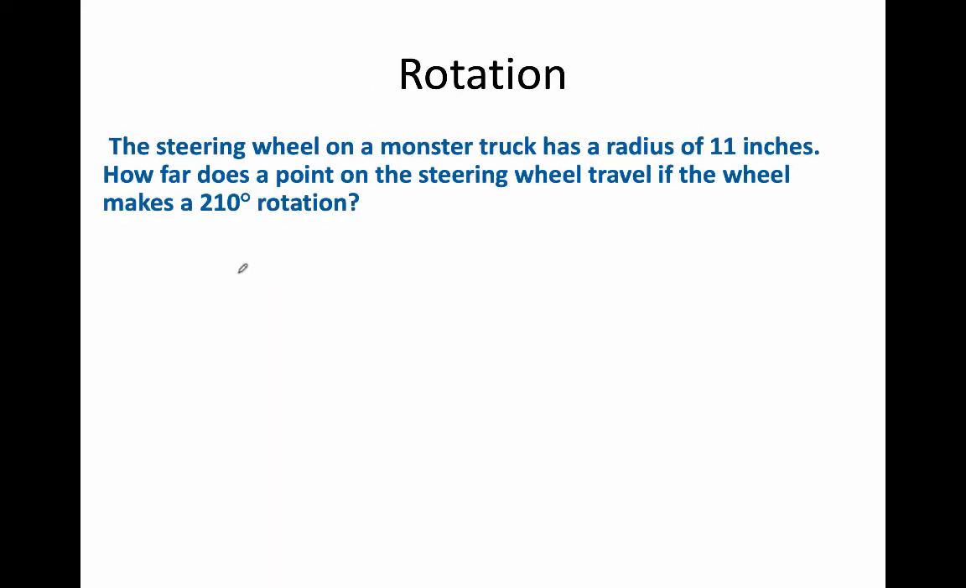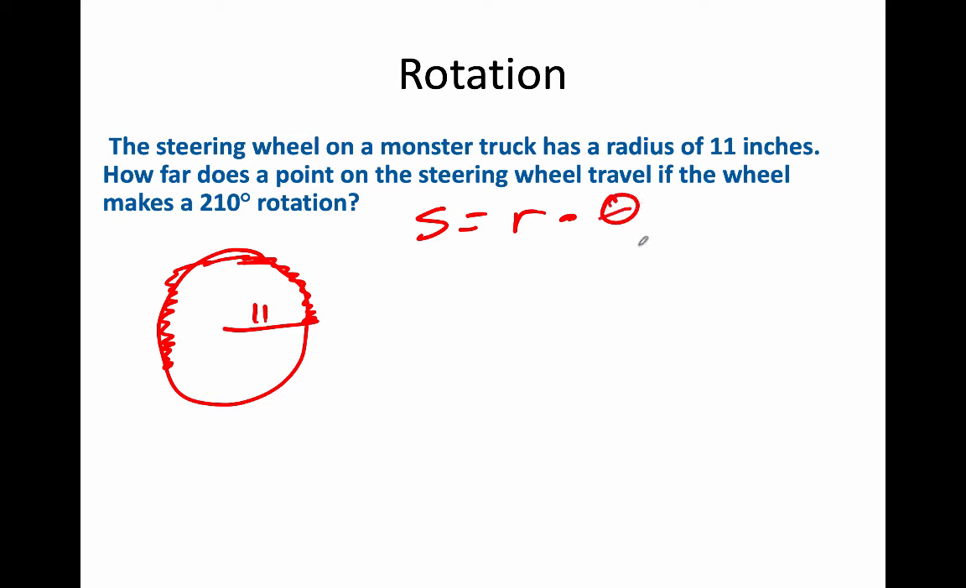So if a steering wheel on a monster truck has a radius of 11 inches, r equals 11, then how far does a point on the steering wheel go if we go 210 degrees? So we're going from here and we're going around 210 degrees, and I want to know that distance. S is the arc length, and it's equal to radius times radians. So the first thing I need to do is change 210 into radians. I'm going to go pi, and 210 divided by 180, and then change it to a fraction, which is 7 pi over 6.